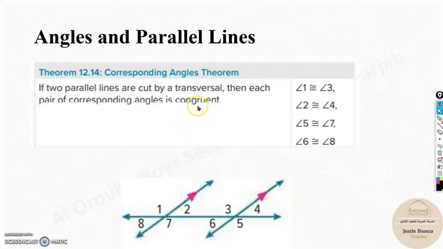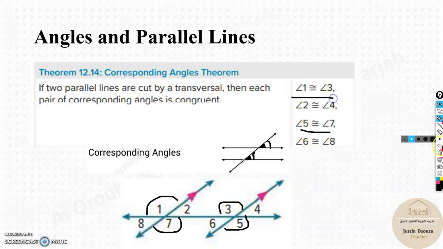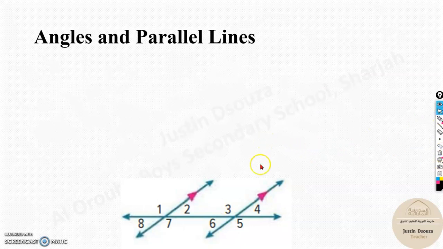Now over here, a few of the theorems are corresponding angles. We know what corresponding angles are. Just a while ago we learned that if the positioning is similar, then they are corresponding angles. Imagine angle 1. It is at the top left side, so the top left side over here would be corresponding to it. Same way over here, 7 is down right, 5 is down right. So 5 and 7, 1 and 3, 2 and 4, and 6 and 8 are corresponding angles.